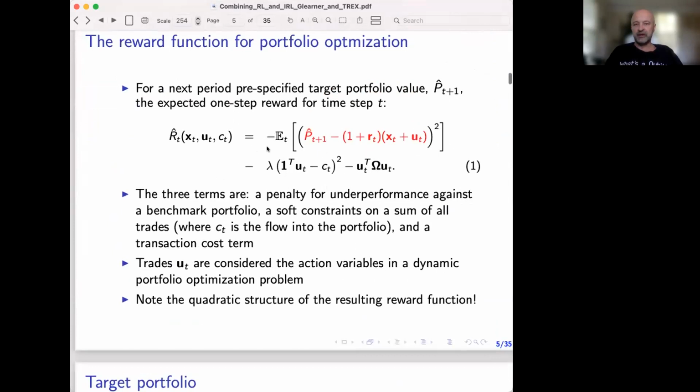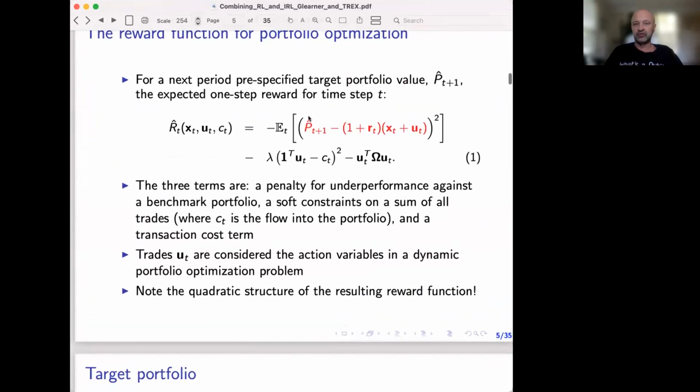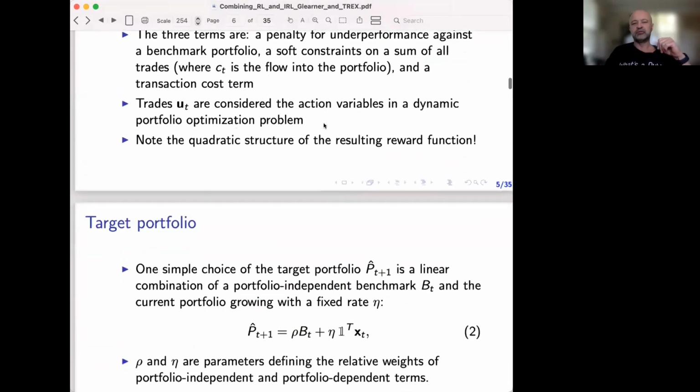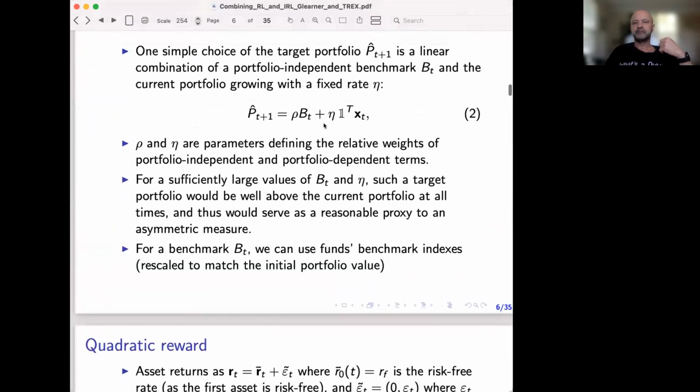Let's count the number of parameters in this reward function. It has only four parameters. So two parameters here, this rho and eta, lambda and omega. Omega is in general a matrix, but we can parameterize this matrix by just a number, which will give us four parameters in total. So it's a very simple reward function, right?